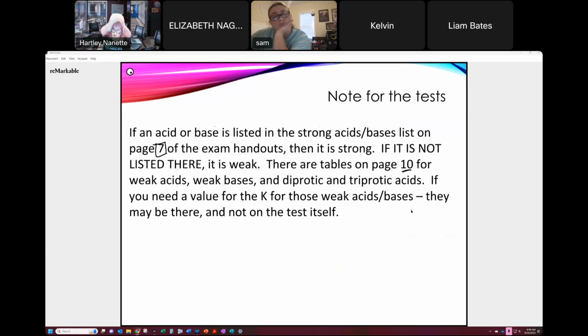And for those who are going to the testing center, I will make sure that those values are over there, or that they know how to get a hold of me so that they can get them if that's necessary. Okay? Because I've had them text me during tests before. It's not a big deal. All right? Basically, if it's not on like the first page where we see the acids and bases, then it's going to be weak. That's correct. Okay. Yes, you can make that assumption.